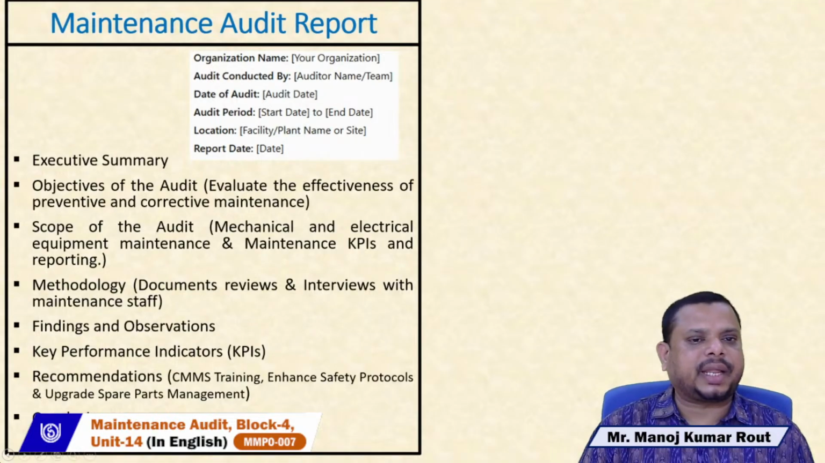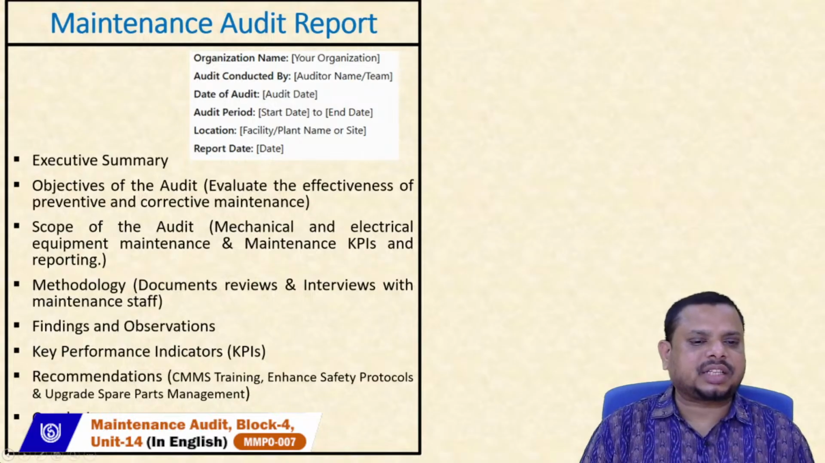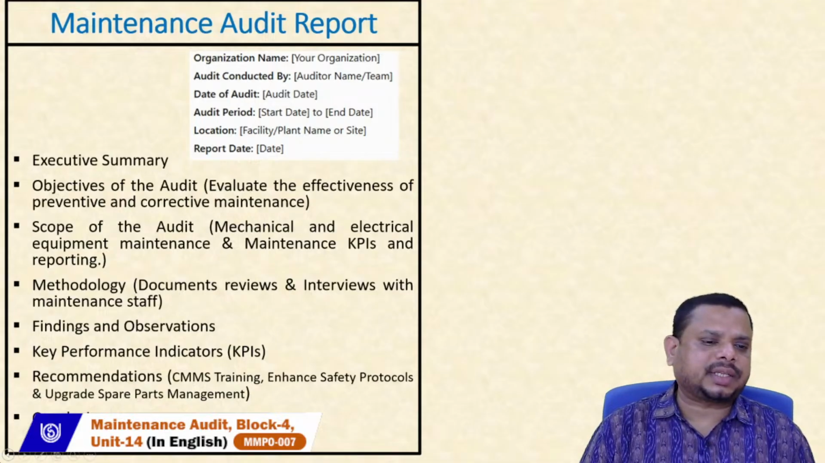The next one is findings and observations. In the findings and observations, they will directly provide the entire report to the top level of management, and they will provide the key strengths of the maintenance management system and the weaknesses of the maintenance management system. The next important part is the observations they have made against a number of departments. They will indicate these in the findings and observations.